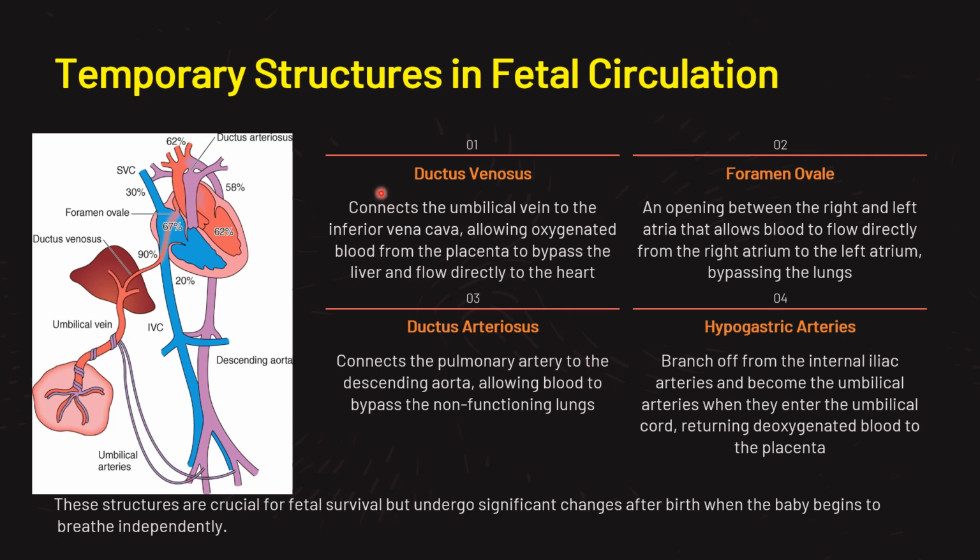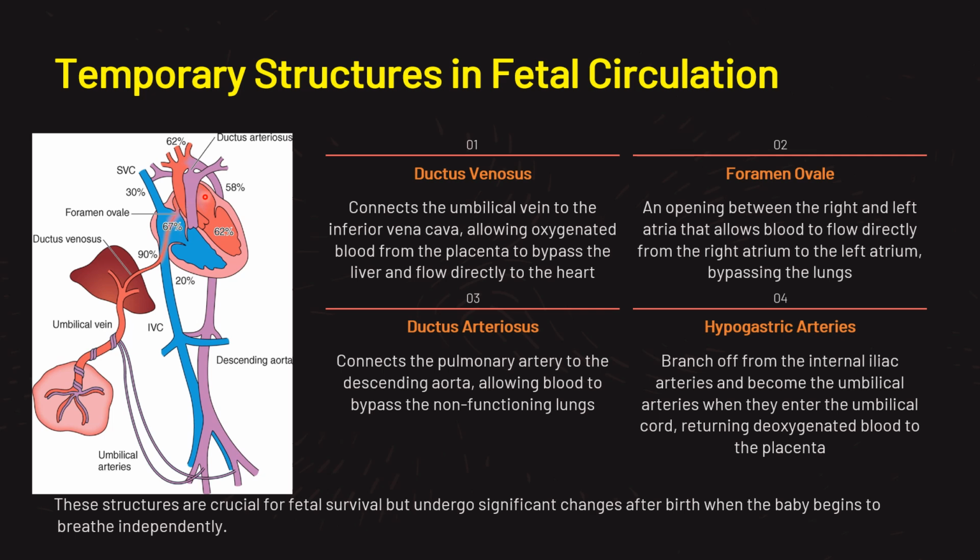Okay, so first let's learn about the ductus venosus. The ductus venosus is a connection between the umbilical vein and the vena cava. Okay, so the inferior vena cava. The other one is the foramen ovale. Foramen ovale is the connection between the right atrium and the left atrium. Once the oxygenated blood reaches the right atrium, it directly passes to the left atrium. So the passage through which the blood travels from the right atrium to the left atrium is the foramen ovale.